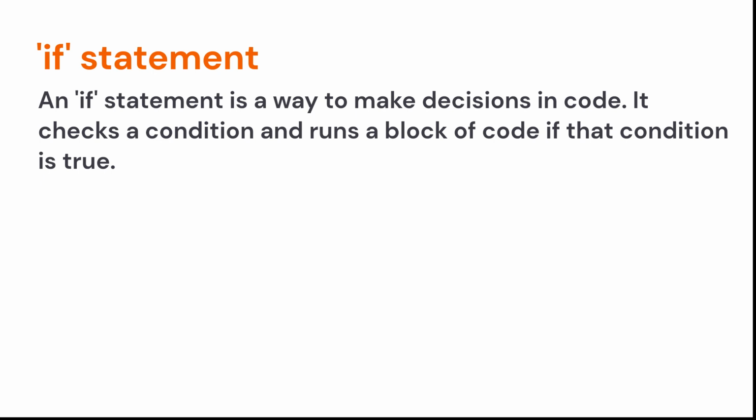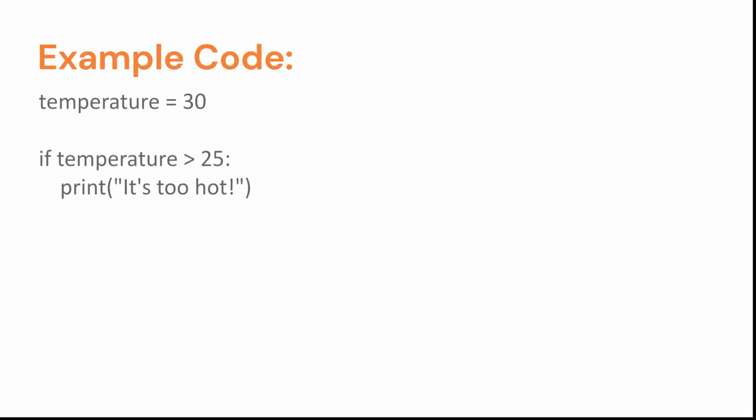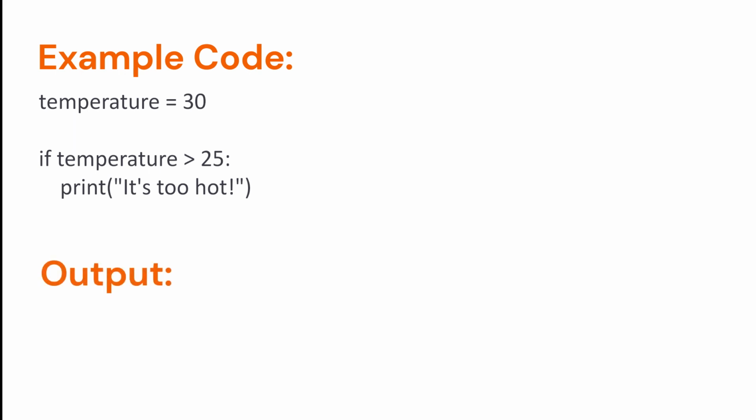It allows us to execute a block of code only if a specific condition is true. Take a look. In this example, if the temperature exceeds 25 degrees Celsius, Python will execute the code inside the if block and print "it's too hot."